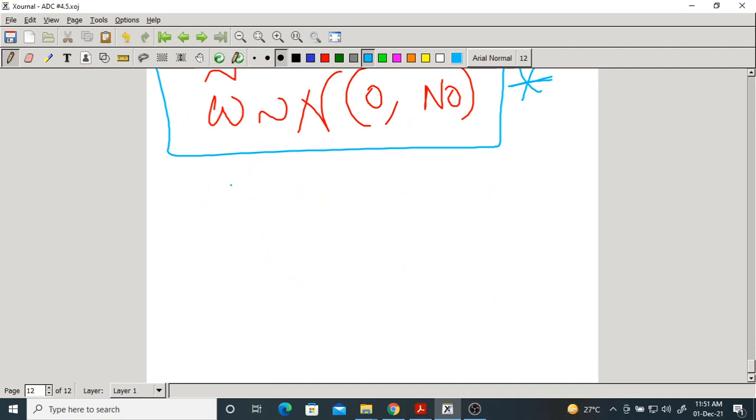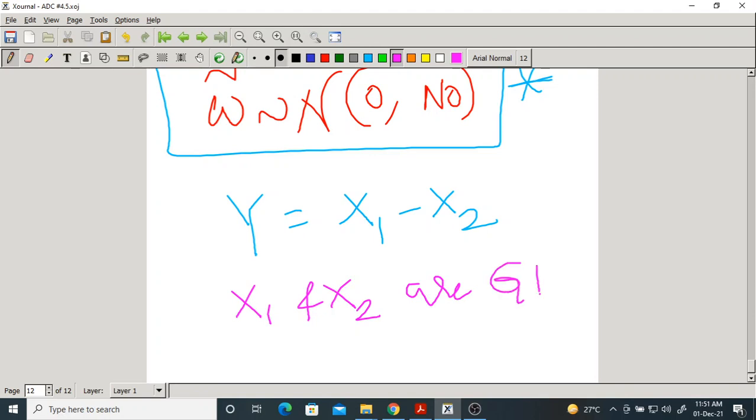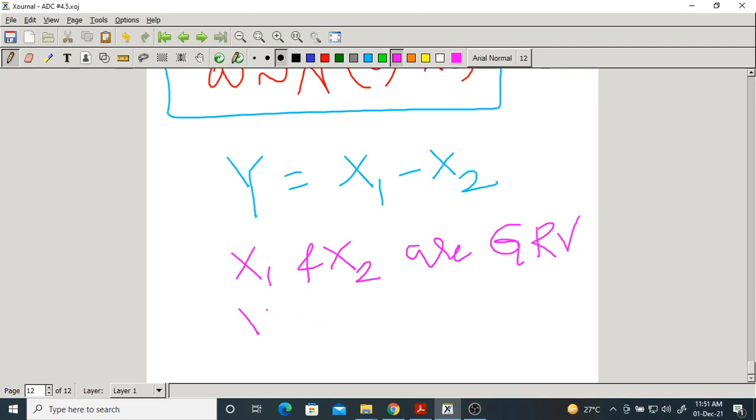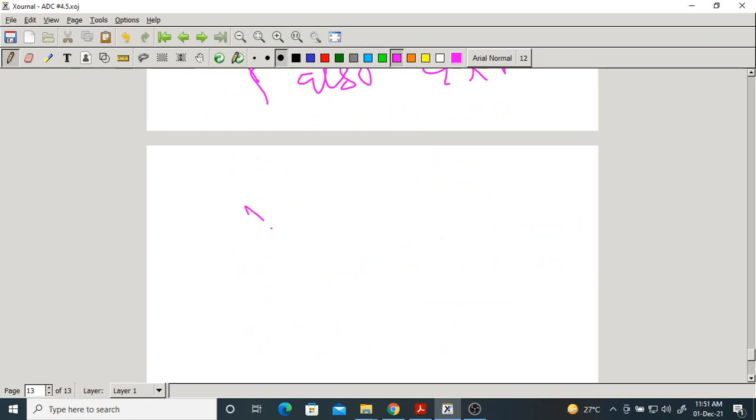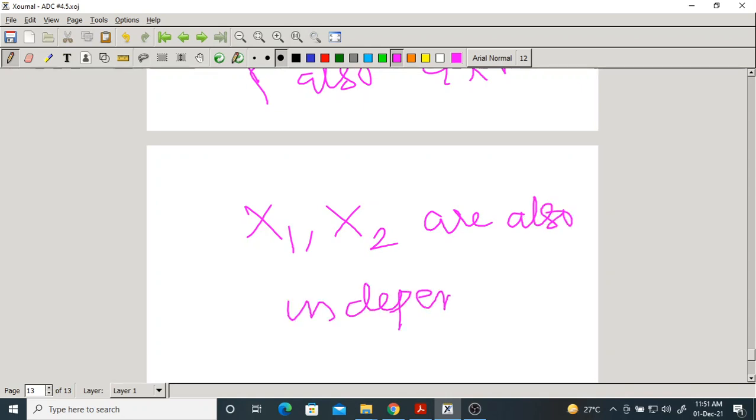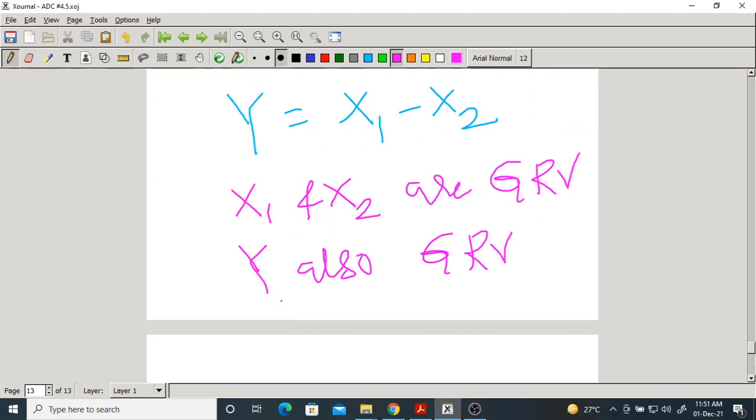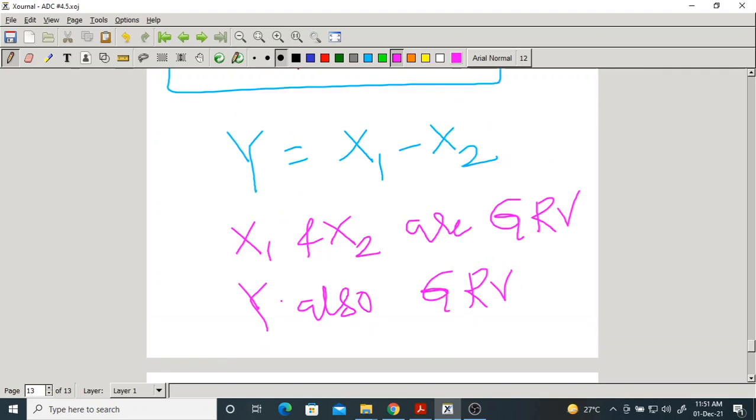But what is y? Y equals x1 minus x2. And here you can also observe one more thing. x1 and x2 are Gaussian random variables, so obviously y is also a Gaussian random variable. That is very clear. Not only that, x1 and x2 are also independent. x1 and x2 are independent and they are Gaussian.